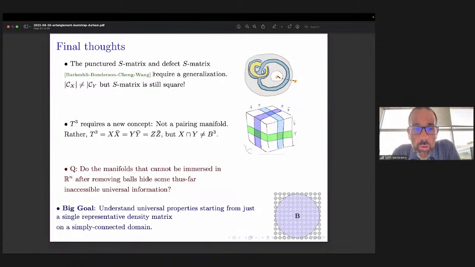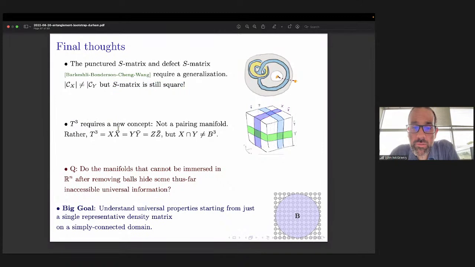But actually it should be possible to weaken some of the conditions on the pairing manifold. We definitely need some generalization because the number of extreme points of X is no longer the same as the number of extreme points of Y. But there's still a square S matrix. And so actually I'm pretty confident that we can accommodate this into our machinery.